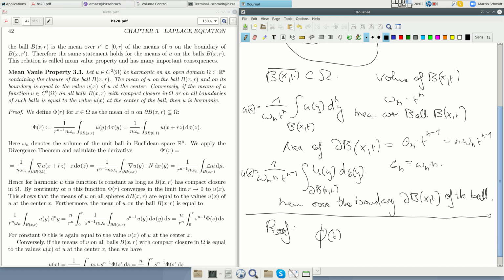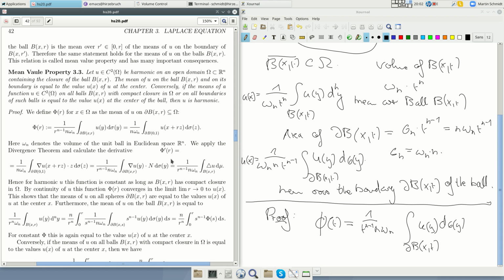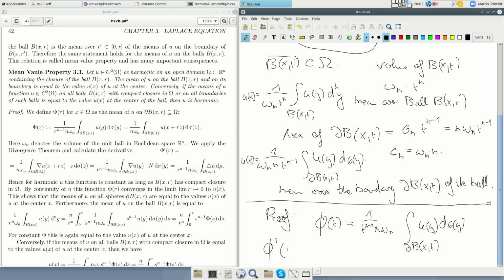Then we define it as the mean over the boundary. So, 1 over n times omega_n times r^(n-1), times the integral of u(y) d sigma(y) over the boundary of B(x, r). Now this is our function. Okay, and now we do a calculation. The aim is to calculate the derivative. Now we want to calculate the derivative.